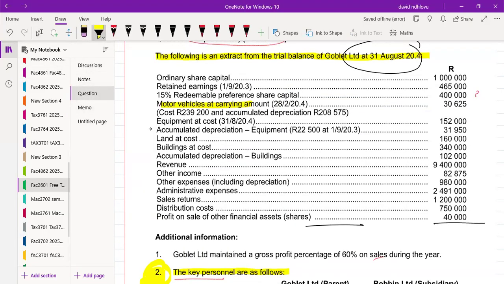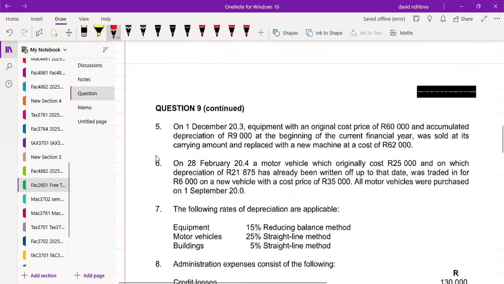Right, for the motor vehicle, what information have we been given? We have been given the motor vehicle at carrying amount, and this is the value at the end of the current year. Then we have been given the cost price and the accumulated depreciation. The carrying amount is the difference between these two amounts, leaving me with 30,000.